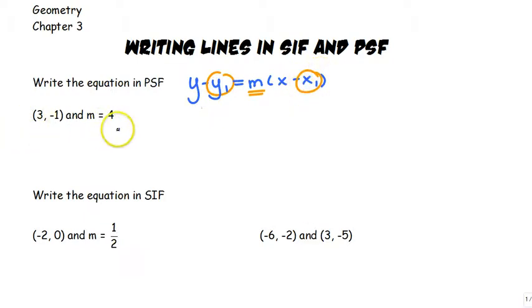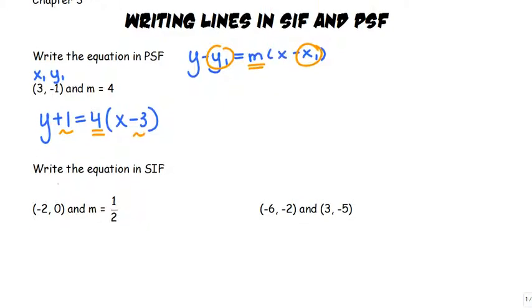So when I look at my information I was given, here's my point, that's my x1, my y1, and there's my slope. All I'm going to do is plug it in. So I've got y minus my y1. My y1 is a -1, so I'm subtracting a negative, which makes it a +1, equals m, which is my slope, and I'm given my slope is 4. And then x minus x1, and my x1 is 3. So remember, all I'm doing is substituting in my slope, and then my point at x1, y1.